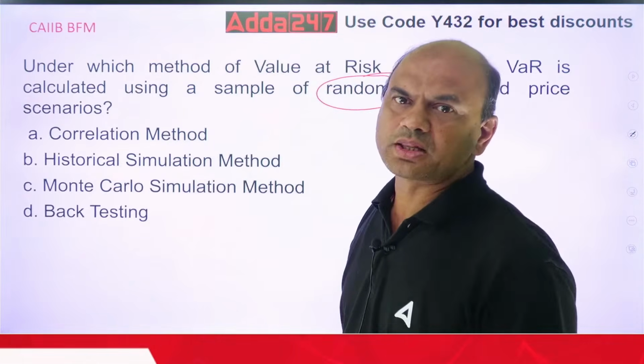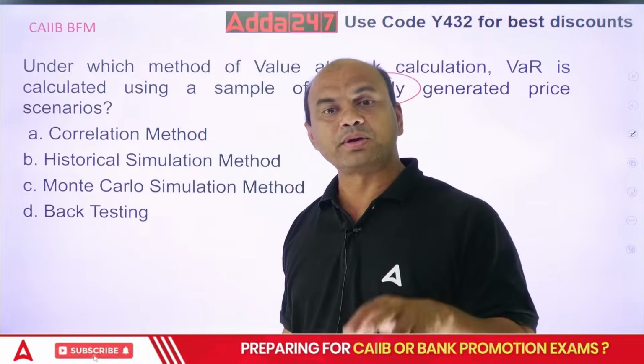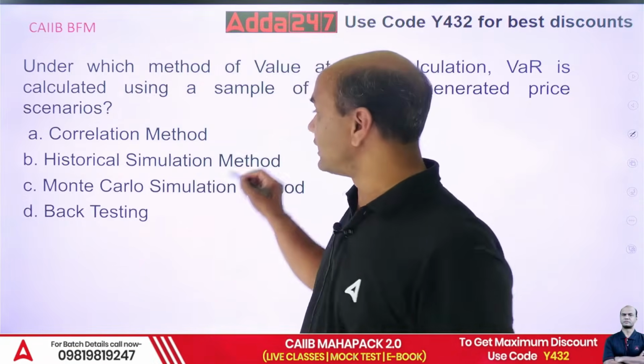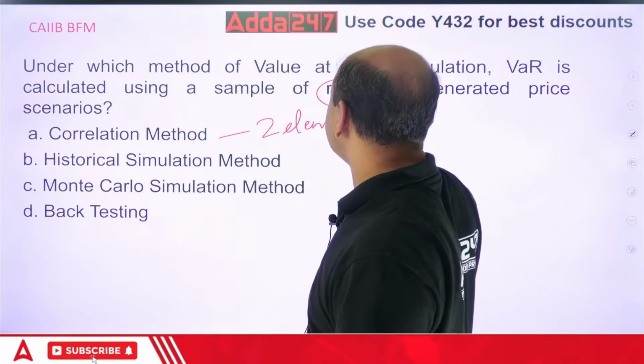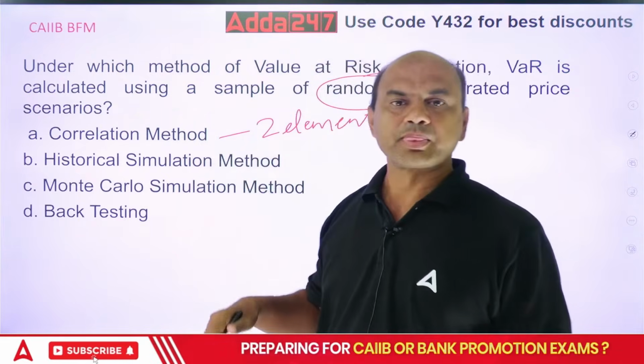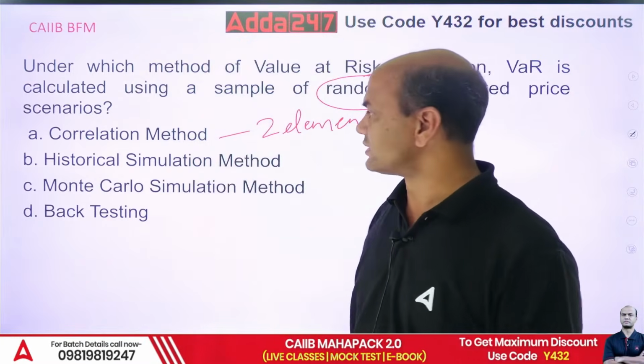Correlation method. Correlation method is used for only two elements. Whenever you want to compare two elements, only two elements, kindly note. Two elements. You have this in your ABM also, the correlation and regression chapter. So there also you compare only two elements in correlation.